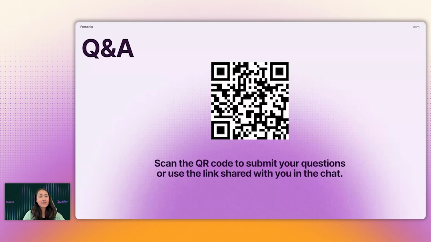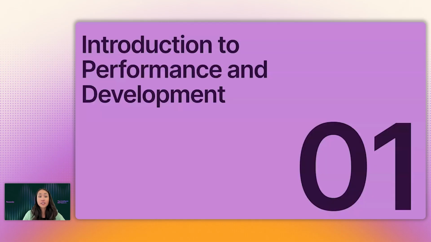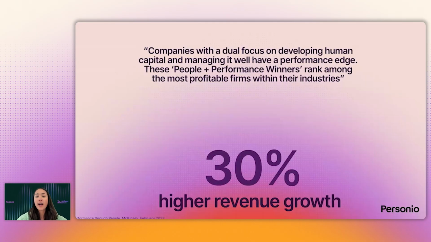Now we'll hop into the first portion of today, which is giving you a quick introduction of performance and development. The first thing I wanted to review was why we believe performance and development is so important for organizations. We were looking at a McKinsey study which asked 1,800 companies how developing talent has an impact on their organization. They found that many of the companies who had strong performance and development processes also had a performance edge and had 30% higher revenue growth.